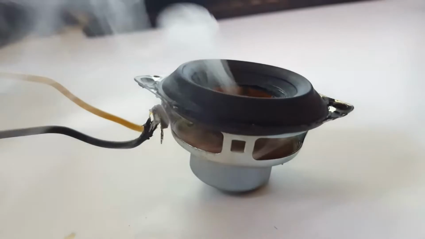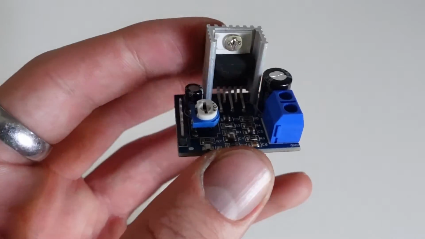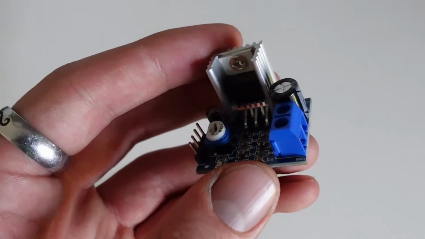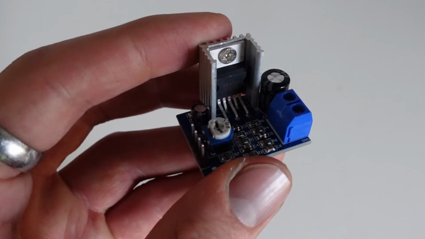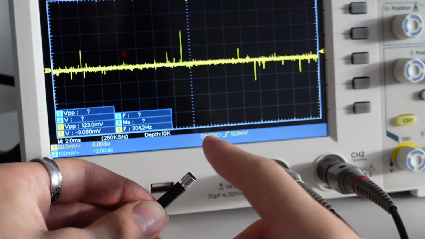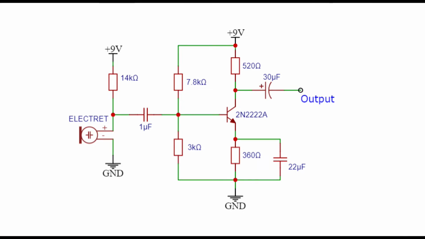So before I broke anything, I decided to buy a power amp instead. I got the TDA2030A amplifier module. It's just the first one that came up when I googled it. But because the mic delivers only millivolts, I also found a preamp circuit design on the internet to boost the really weak signal from the mic.